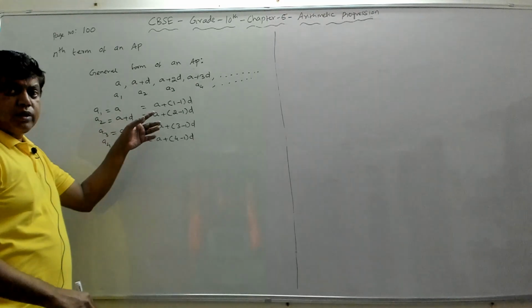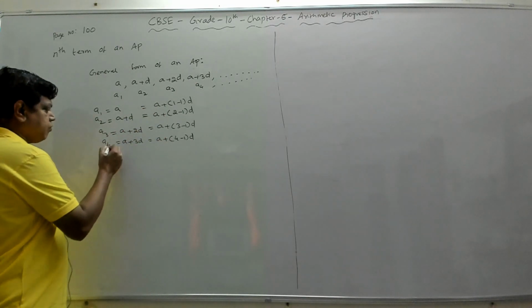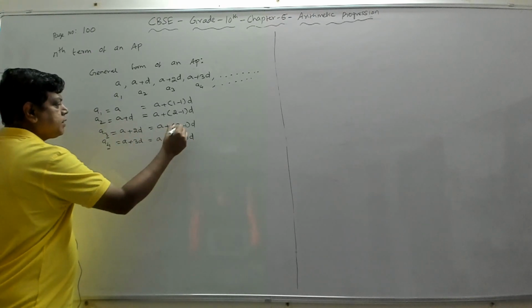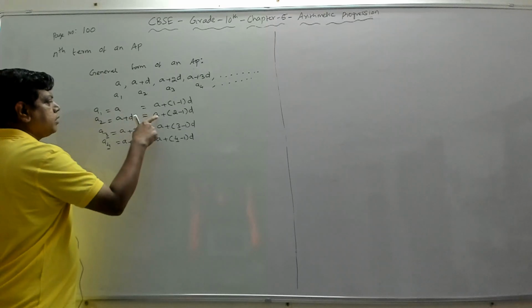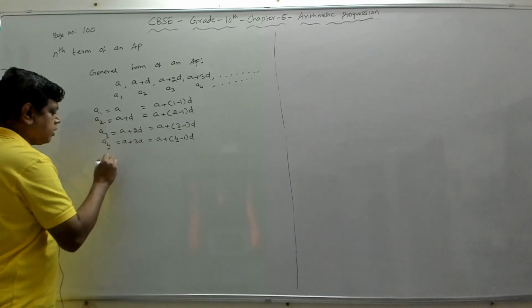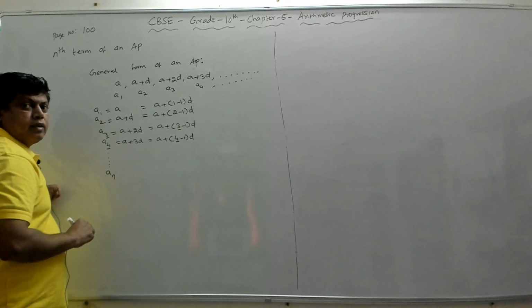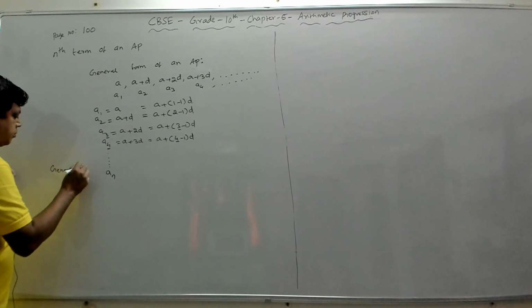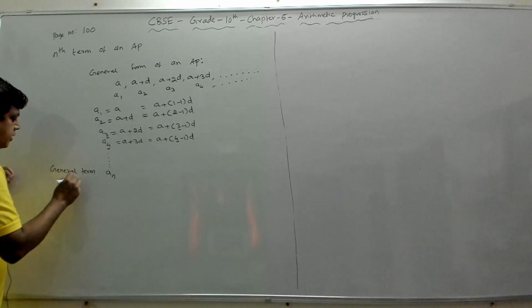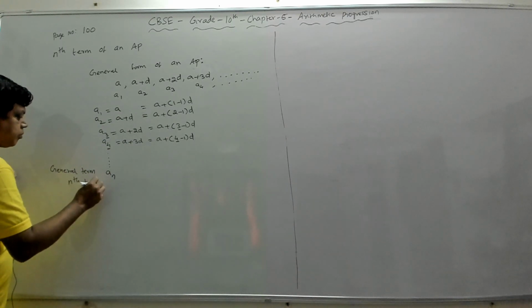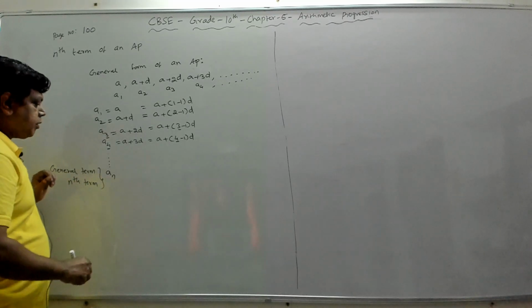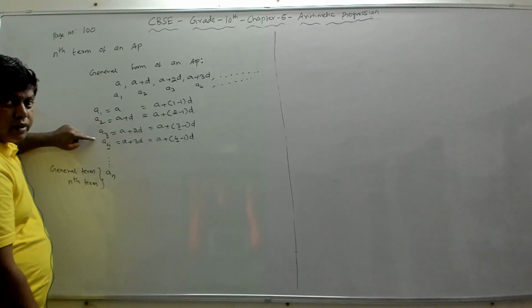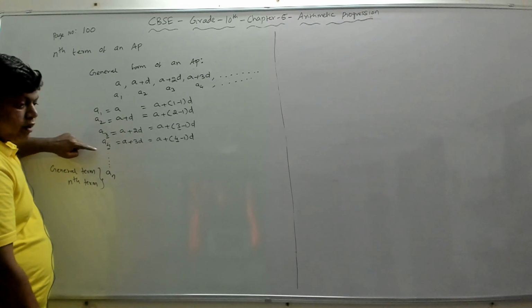Now, what is the use in writing in this form? If you observe, if it is a4, then it is a plus (4 minus 1) times d. If it is a3, a plus (3 minus 1) times d. If it is a2, then a plus (2 minus 1) times d. So like that, if you want to find any general term, this is called a general term or nth term. Nth term is denoted by an. So a1 means first term, a2 means second term, a3 means third term, a4 means fourth term, an means nth term.